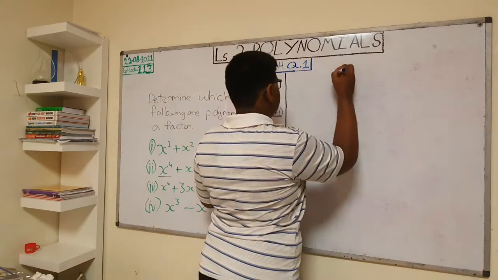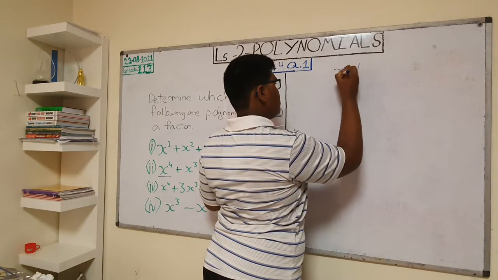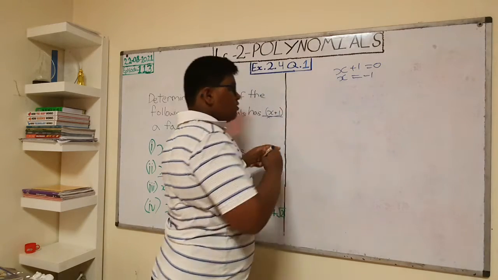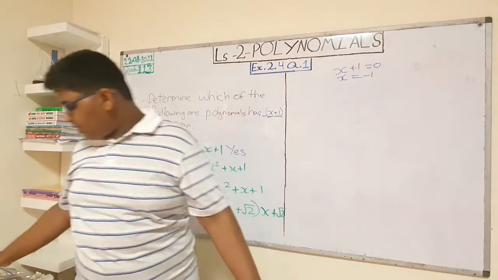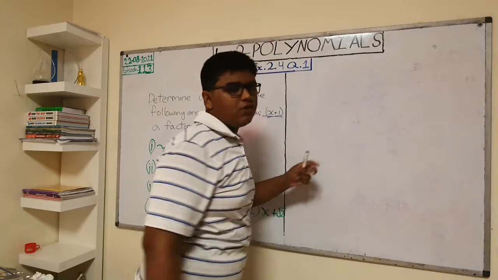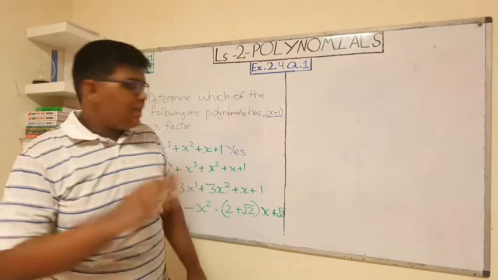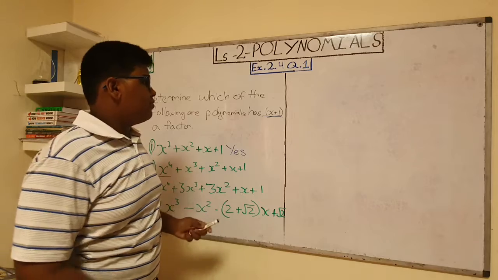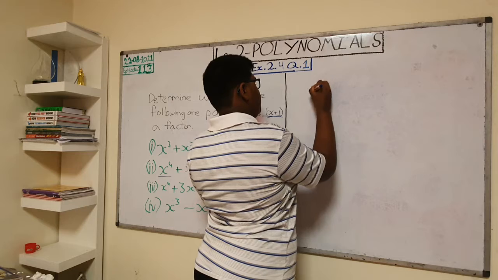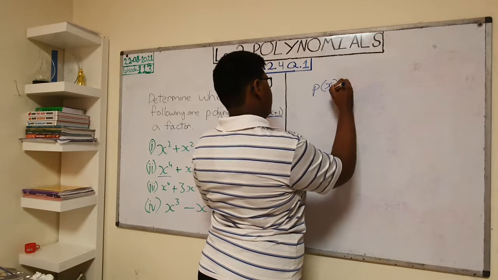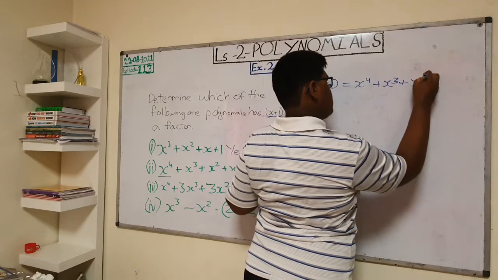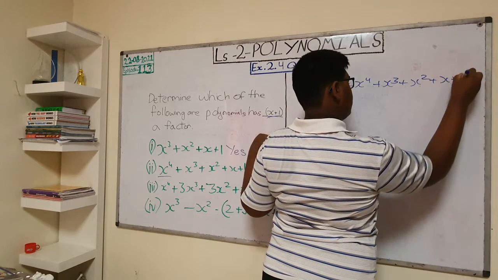So now x plus 1 is equal to 0, x is equal to minus 1. So minus 1 will be our first solution for solving any question. Let's go for the second question. So we are having minus 1 as the value. So let's write the p of x first. p of x is x raised to 4 plus x cube plus x squared plus x plus 1.